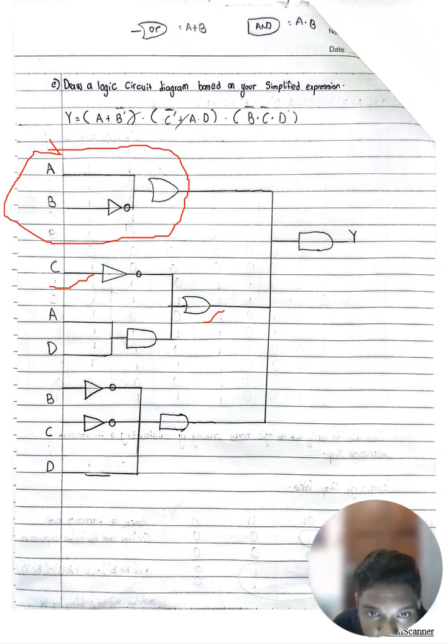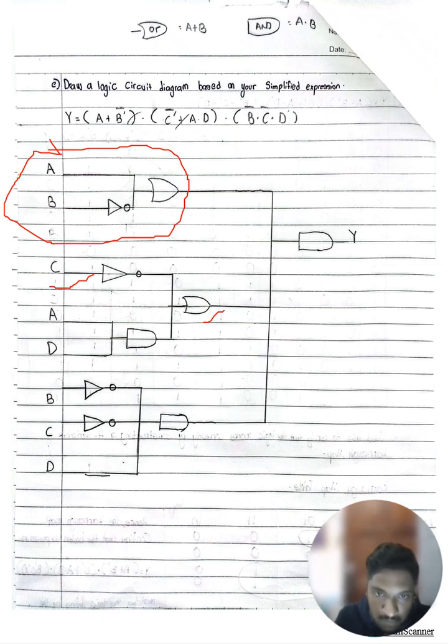So C bar plus A times D. As you can see, C bar goes here, then this is the symbol for the OR diagram, and this one symbolically is the AND diagram. So C bar plus AD, which means A times D. So I can say that AD.